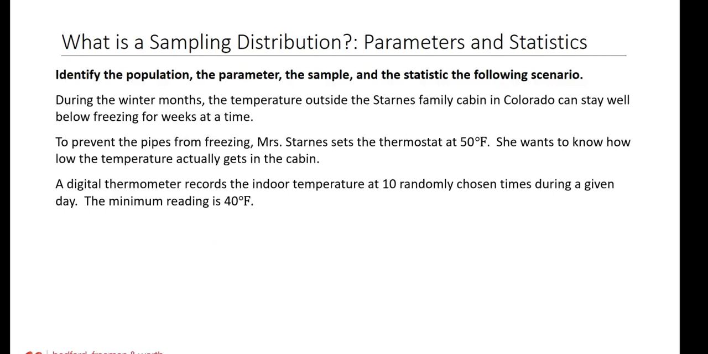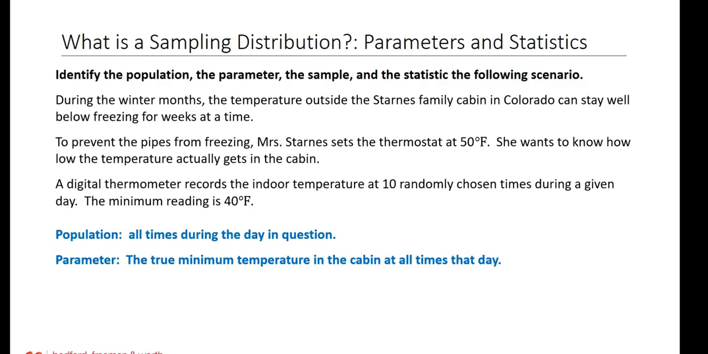What's the population? So kind of weird, it's not really a group of people here, right? The population would be the indoor temperature at the Starnes cabin, I think. Oh, okay. So the population is all times during the day in question. The parameter is what we are trying to measure about that. We're trying to measure the indoor temperature at all times, the true minimum temperature. Okay, that wasn't clear from the question. They should have clarified that.